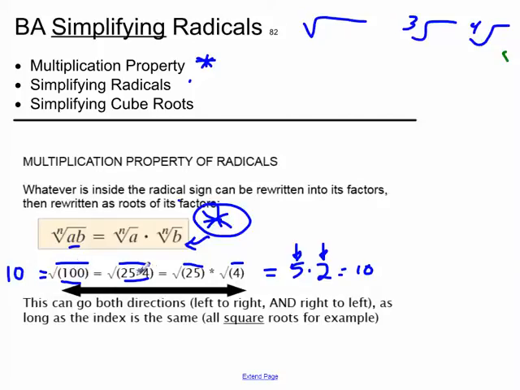100 is 25 times 4. 25 gets its own house, 4 gets its own house. 25 just happens to be a perfect square, and 4 just happens to be a perfect square as well. But the idea of this is to rewrite that 100 as 4 times whatever is left over, because 4 is that perfect square, or 25 times whatever is left over.